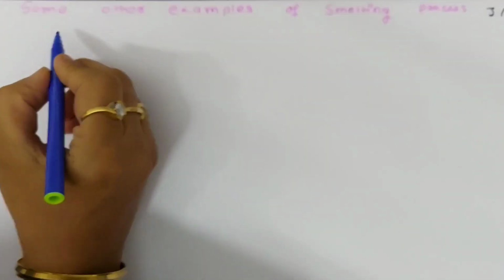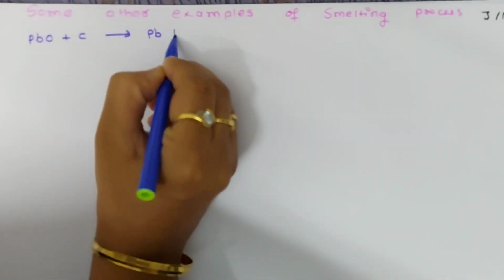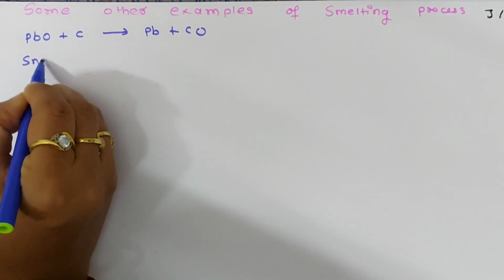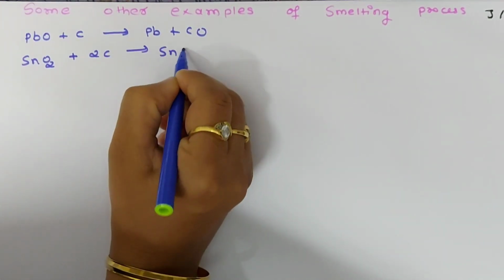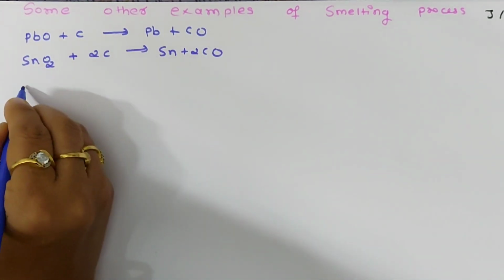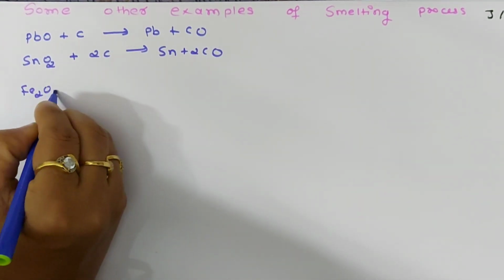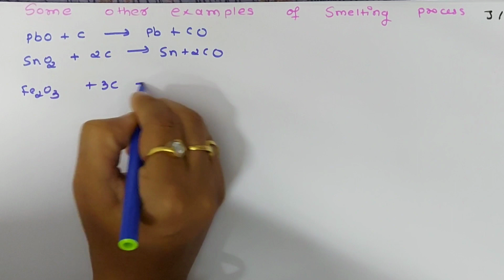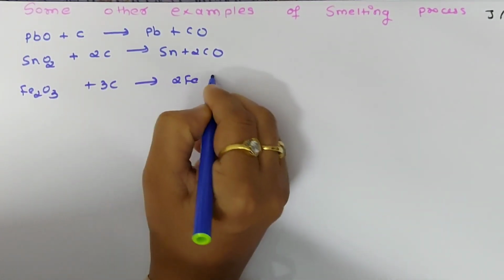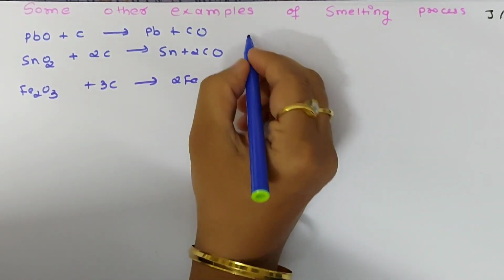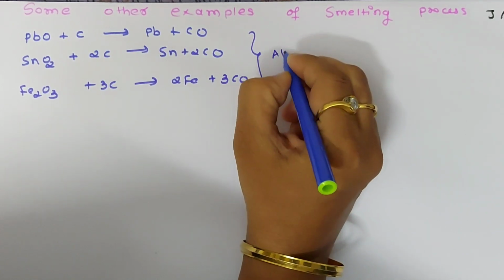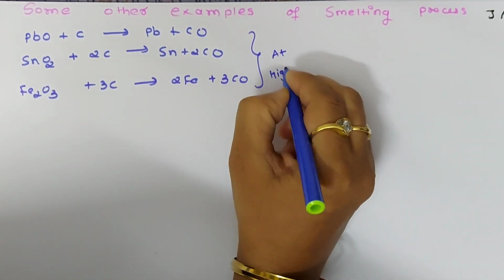Let's discuss some other examples. PbO plus carbon gives Pb plus CO, SnO2 plus carbon gives Sn plus twice CO, Fe2O3 plus carbon gives twice Fe plus 3 CO. This is carried out at high temperature.